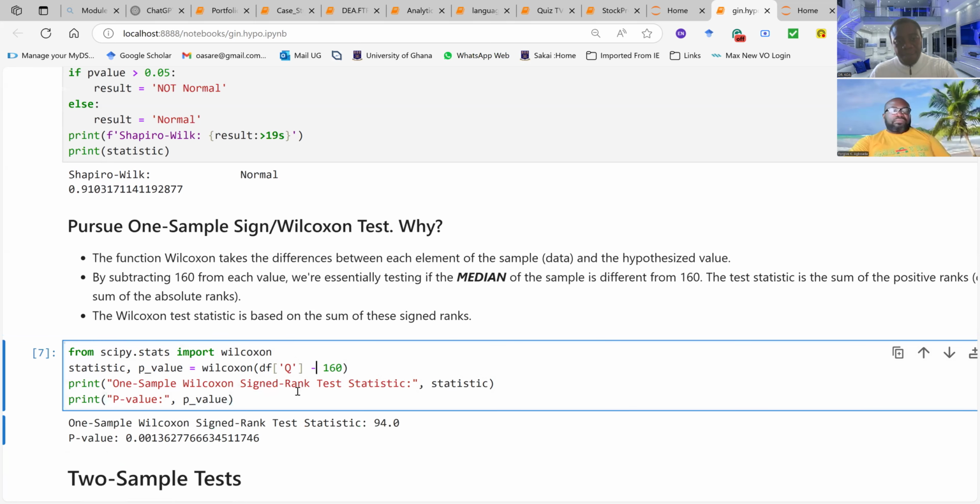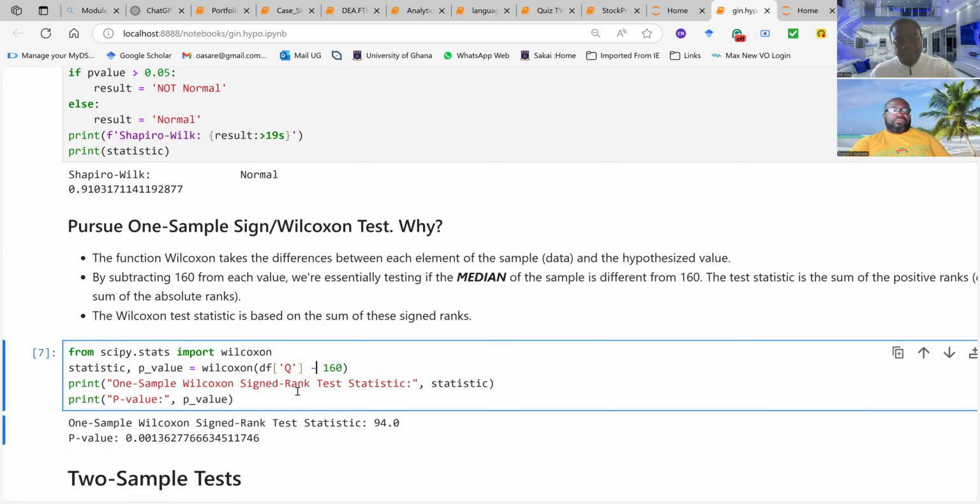We focus on Wilcoxon, the Wilcoxon signed rank test. You can see that the one sample Wilcoxon statistic is 94. The p-value is what? 0. Basically, what does that tell you? It tells you that indeed there is a significant difference. So the test that ideally we should have used is that.